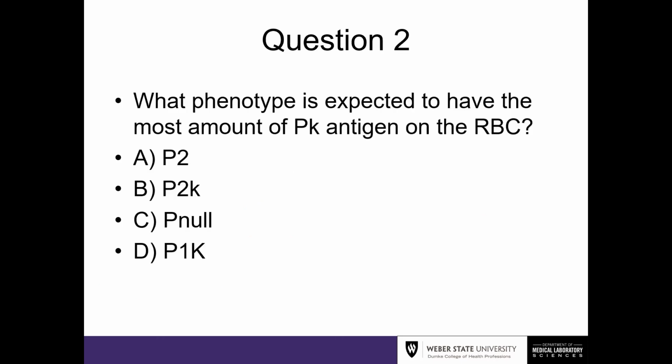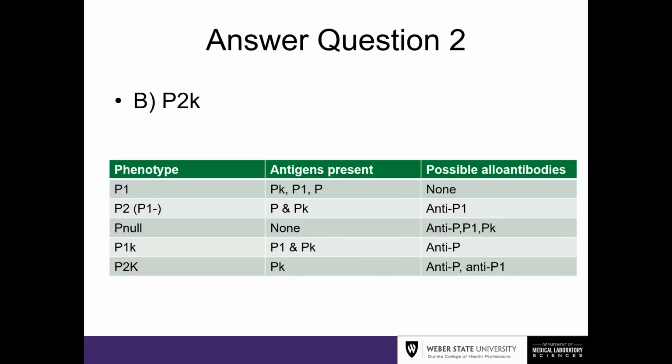What phenotype is expected to have the most amount of PK antigen on the red blood cell? A. P2, B. P2K, C. P0, or D. P1K? This is B, P2K. P2K is going to only have PK antigens present, and so they will have a lot higher number than they would in cells that share other antigens as well.